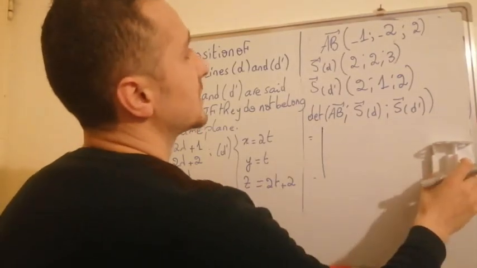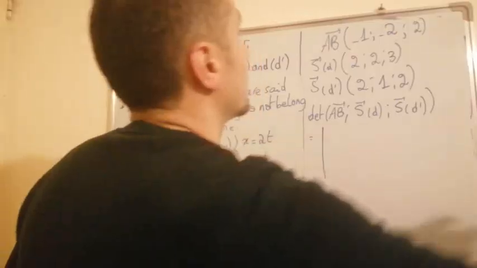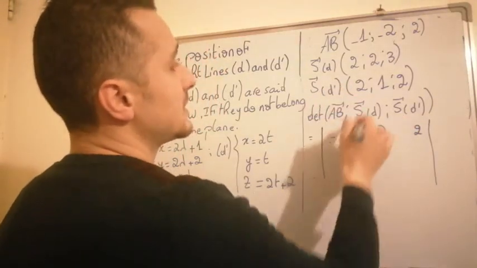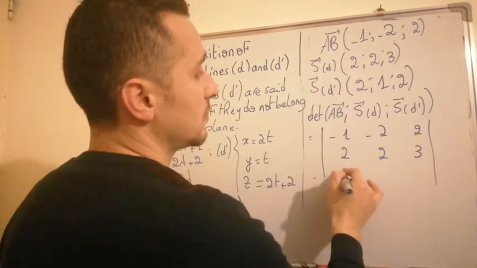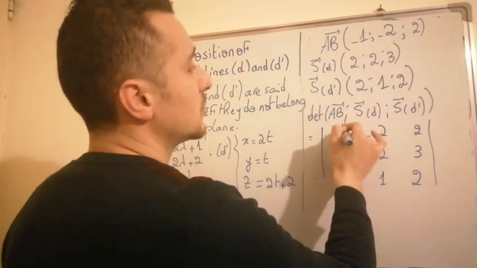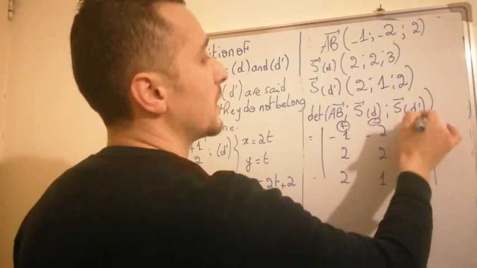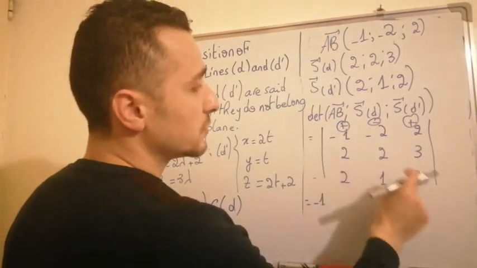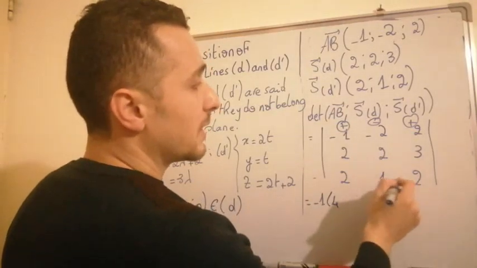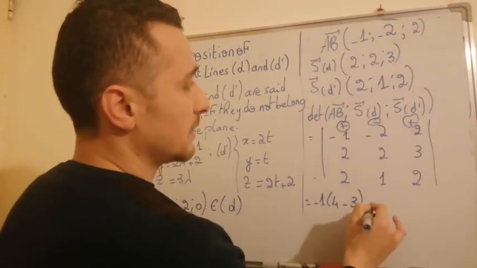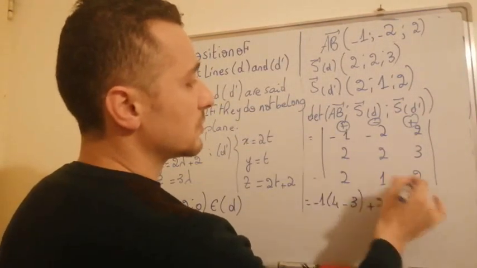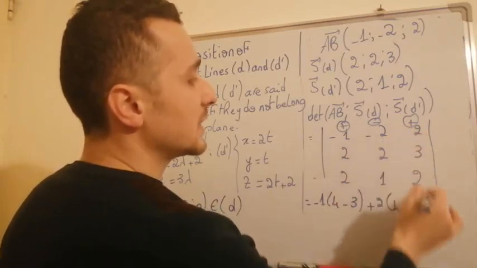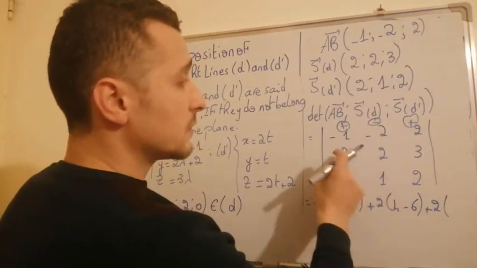The determinant equals: the coordinates of the first vector are minus 1, minus 2, and 2. S of D is 2, 2, 3, and 2, 1, 2. Of course we distribute plus, minus, plus. It's equal to minus 1, using Cramer's rule. Minus 1 into 2 times 2, it's 4. Minus 3 times 1, it's 3. Minus minus 2, it's a plus 2. 2 times 2 is 4. 4 minus 6. And finally, plus 2 into 2 times 1 is 2. 2 minus 4.